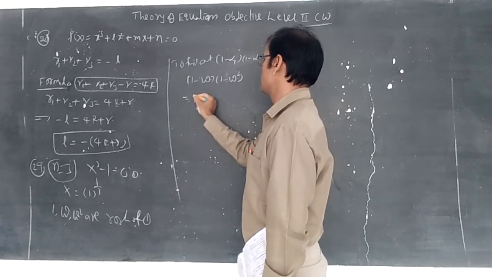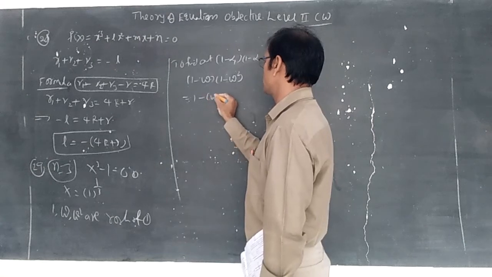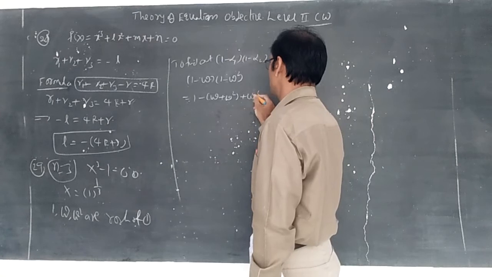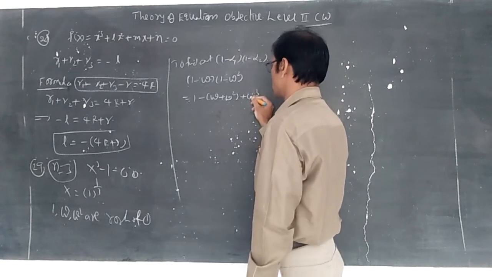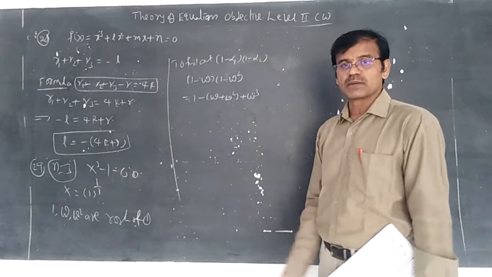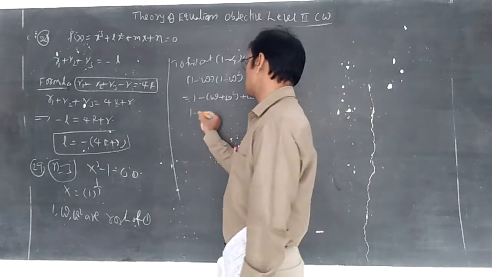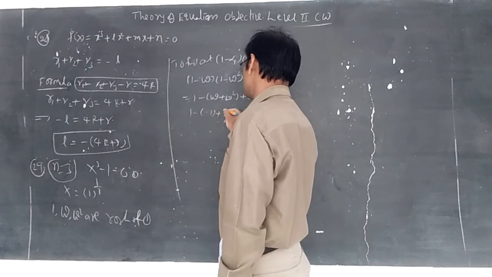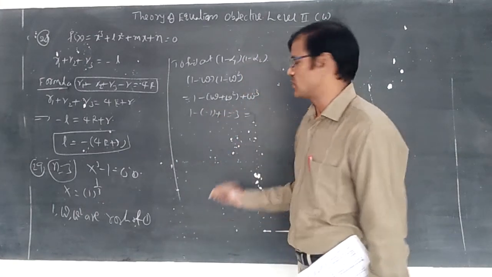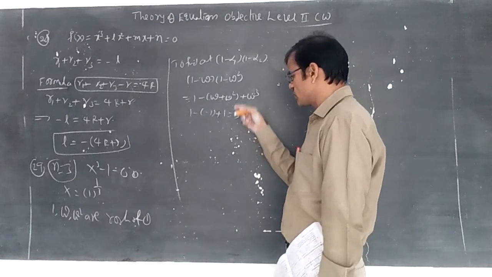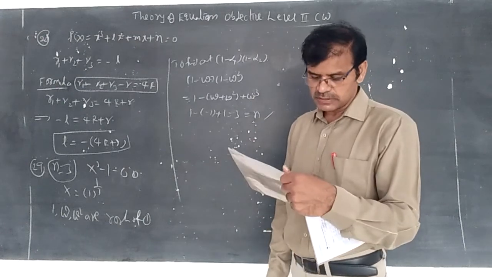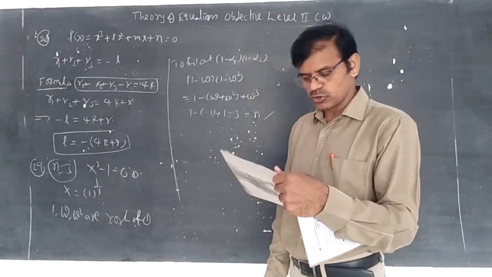Get the product: 1 minus of omega plus omega square plus omega cube. Plenty of times we discussed that 1 plus omega plus omega square is equal to 0. Then omega plus omega square becomes minus 1. So 1 minus of minus 1 plus 1, that is equal to 3. Whatever number you have taken, you got that number. So it is simply n. Answer is n. It is the 4th option.